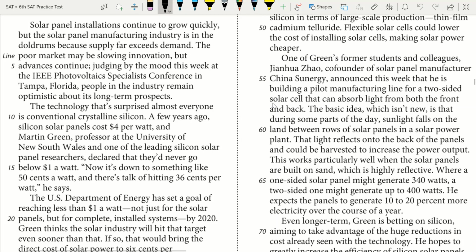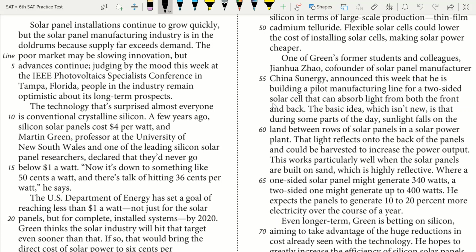One of Green's former students and colleagues, Zhengrong Shi, co-founder of solar panel manufacturer China Sunergy, announced this week that he is building a pilot manufacturing line for a two-sided solar cell that can absorb light from both the front and back. The basic idea, which isn't new, is that during some parts of the day, sunlight falls on the land between rows of solar panels in a solar power plant. That light reflects onto the back of those panels and can be harvested to increase the power output.